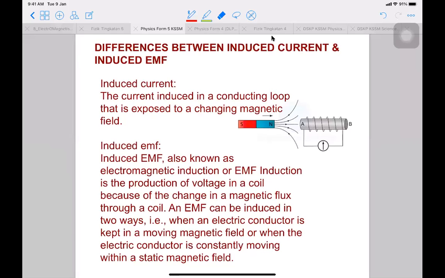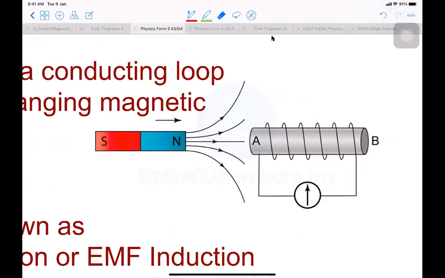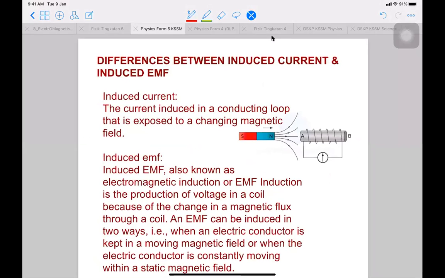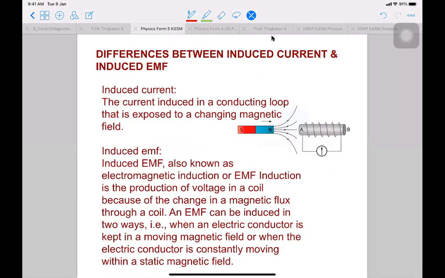field. So like what is shown in this figure, as you can see, the magnet that is moving towards the solenoid or moving away from the solenoid is the changing magnetic field. So it will create an induced current in the loop or in the solenoid and make the galvanometer punya pointer deflect either to the left or to the right. So itu adalah induced current.